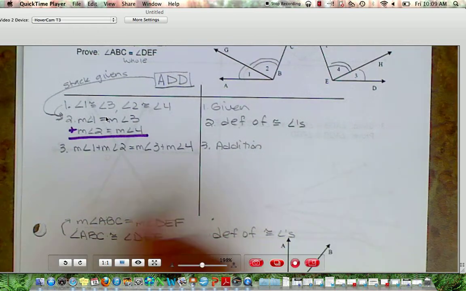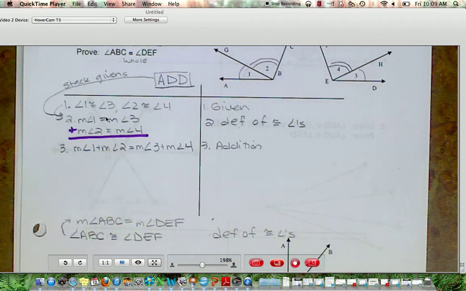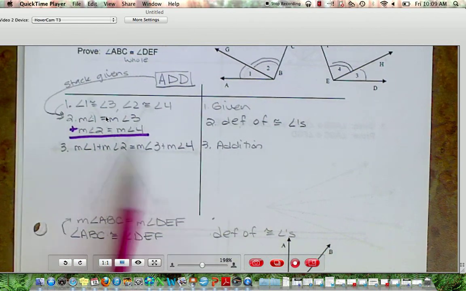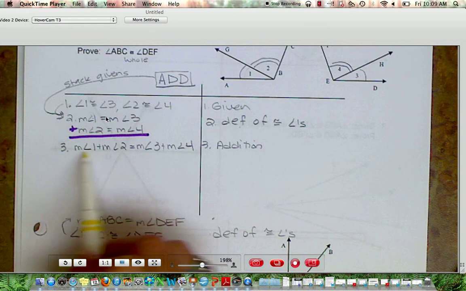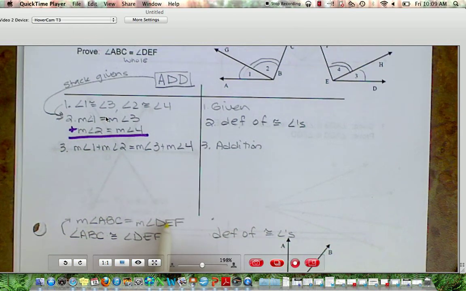This is not angle addition, because angle addition would be part plus part equals whole. Okay, this is definitely not part plus part equals whole. So this is just plain old addition. All right, so here's where we're at. Sometimes in a proof it helps to stop and look at where you're at and where you're trying to get to. So 1 plus 2 equals 3 plus 4, and we're trying to get to ABC equals DEF.